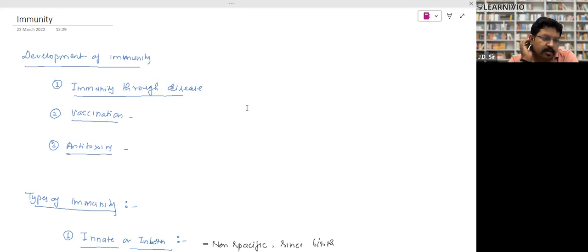The third one is antitoxin. Antitoxins are basically compounds against toxins, and sometimes they are made in the body of another animal and transferred in the form of an injection into our body. So we take the antitoxin, and immunity like antibodies develops against that toxin. So it develops inside the human as well, right? So development of immunity can take place in three ways. First, immunity through disease. Second, immunity through vaccination. Third, immunity through antitoxin. Is that clear?